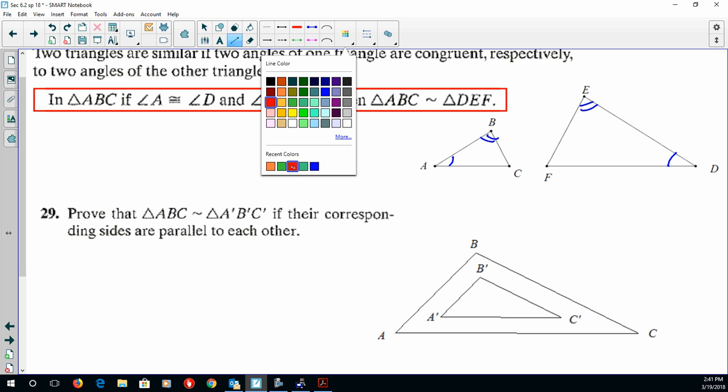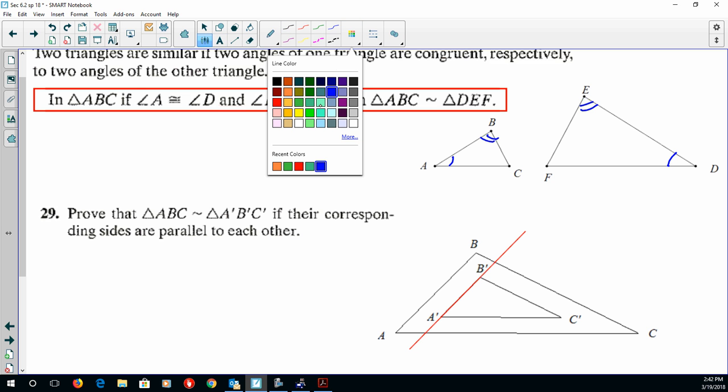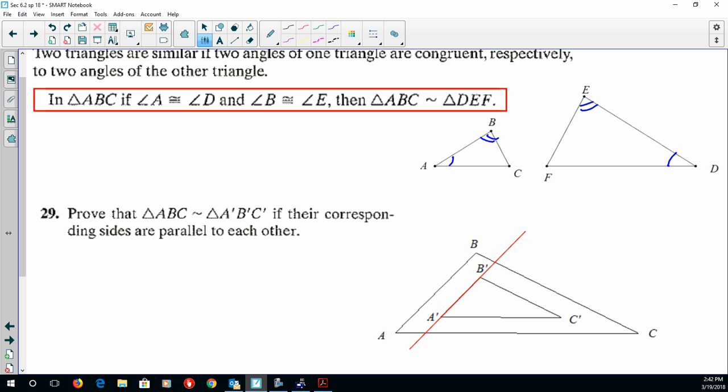So I've got two triangles here, ABC and A prime B prime C prime, and the corresponding sides are parallel to each other. That means AB and A prime B prime are parallel. So what I'm going to do is look at not the line segment A prime B prime, but extend it in order to make a full line. Okay, so I have AB and then A prime B prime, which I'm extending until it intersects the big triangle.